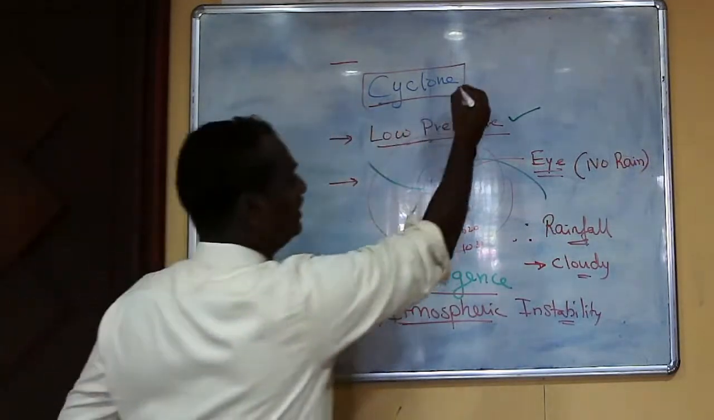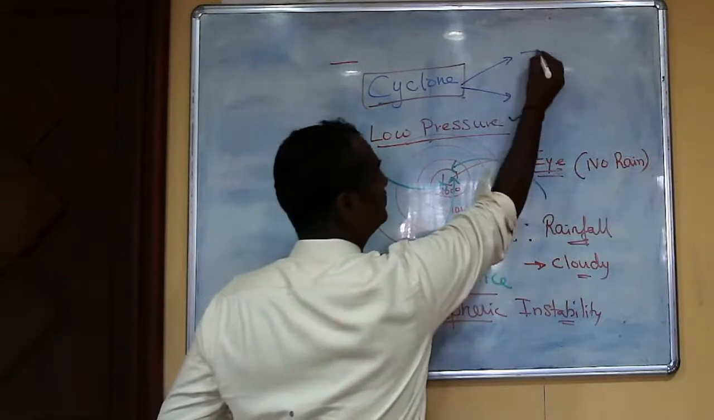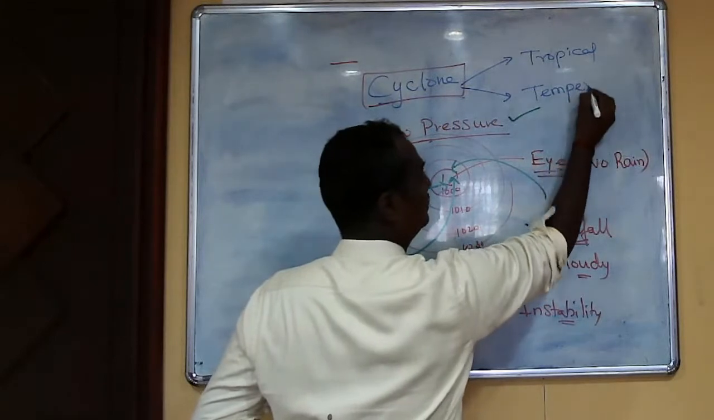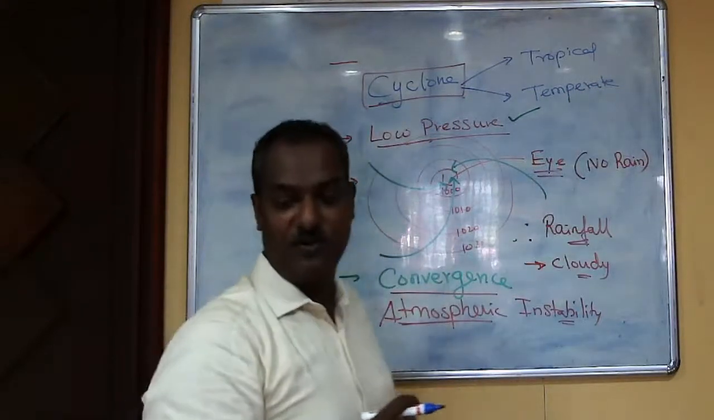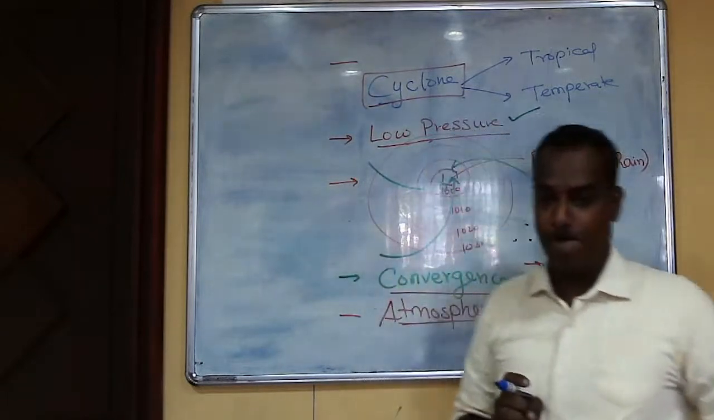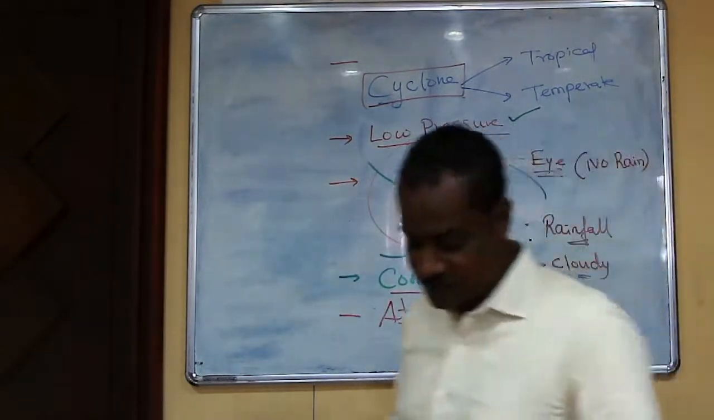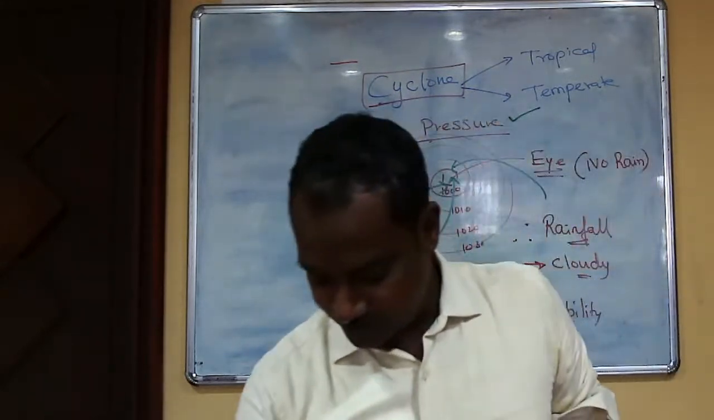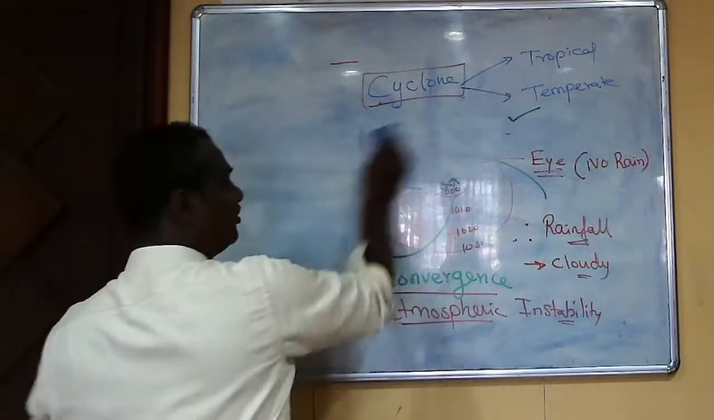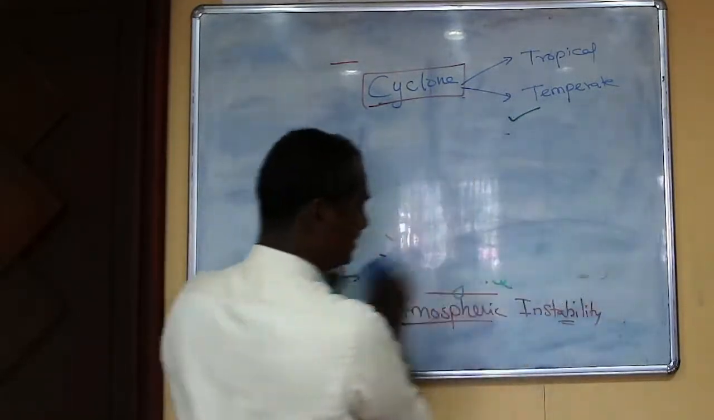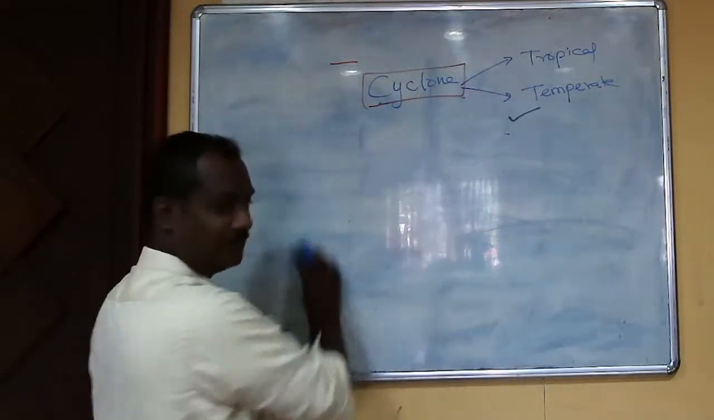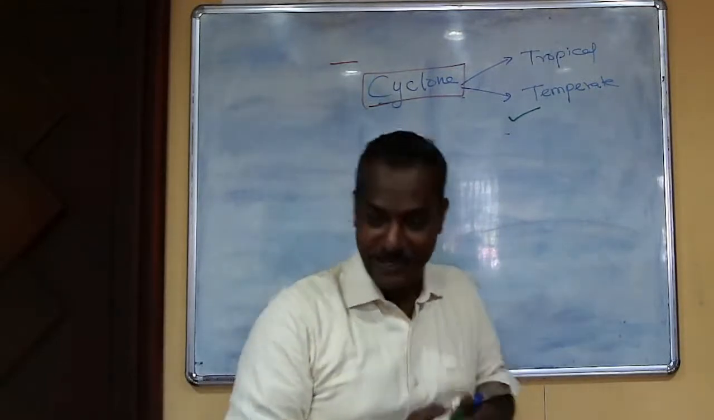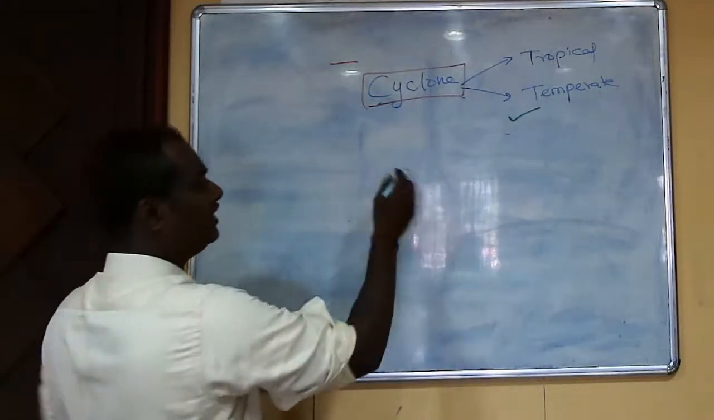Once that is done, there are two types of cyclone. One is known as tropical cyclone, and the other one is temperate cyclone. Whenever we talk about cyclone, it is a low pressure area, an area of convergence, with atmospheric instability. That applies to both tropical and temperate.